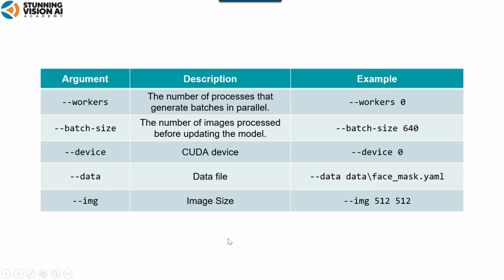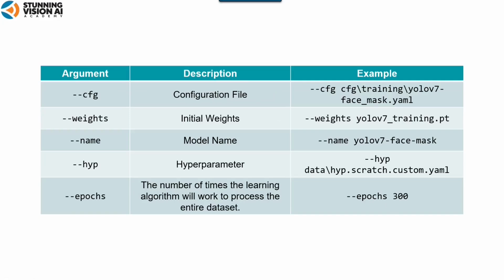Next up is the img argument. This argument is the size of the image to be trained. This is an example of its application. Next is the cfg argument. This argument is a configuration file. This is an example of its application. Next, weights argument. This argument is a weights file that is used as pre-trained weights for transfer learning. This is an example of its application.